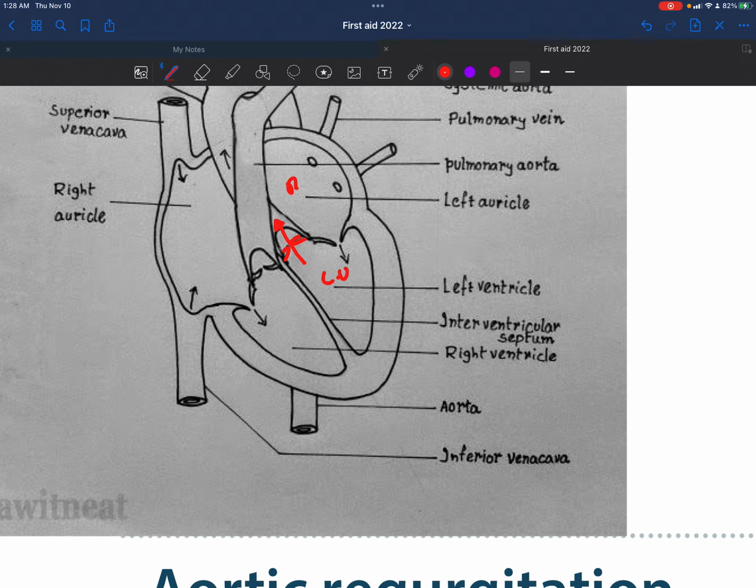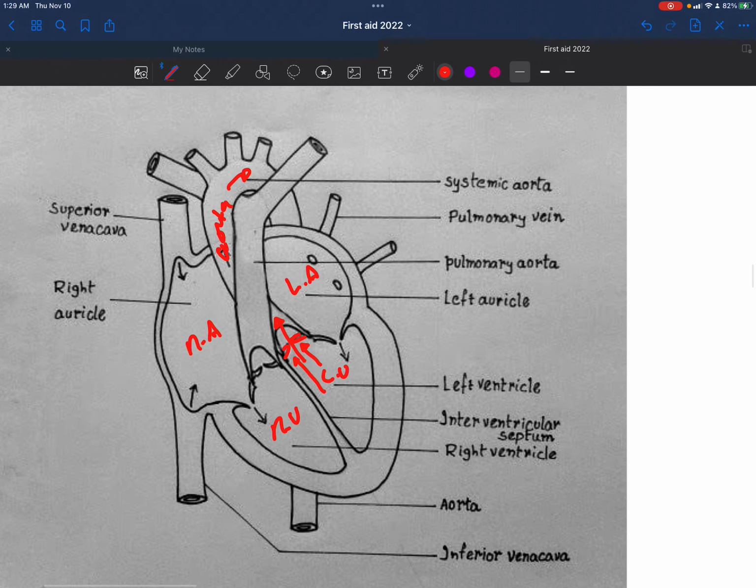So this is the left ventricle. This is the left atrium. This is the right atrium, and here is the right ventricle. So this is the aortic valve, and it needs to be open freely in order to allow the blood to move easily from the left ventricle into the aorta. Here's the aorta, and it goes into circulation.